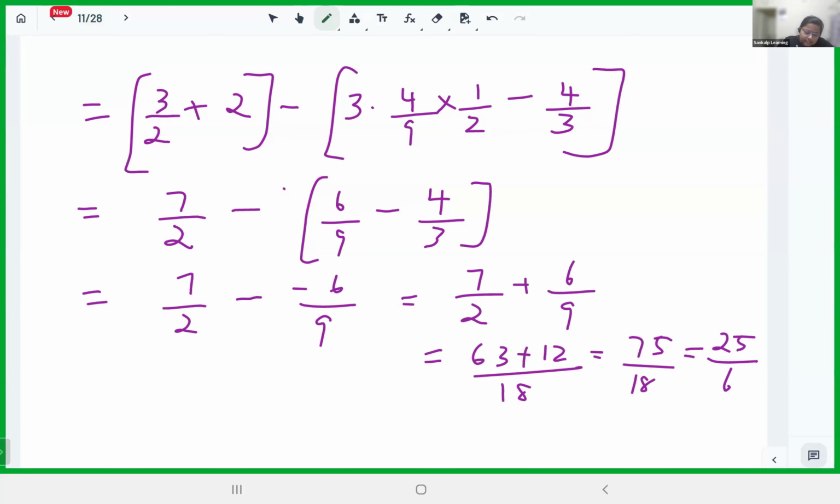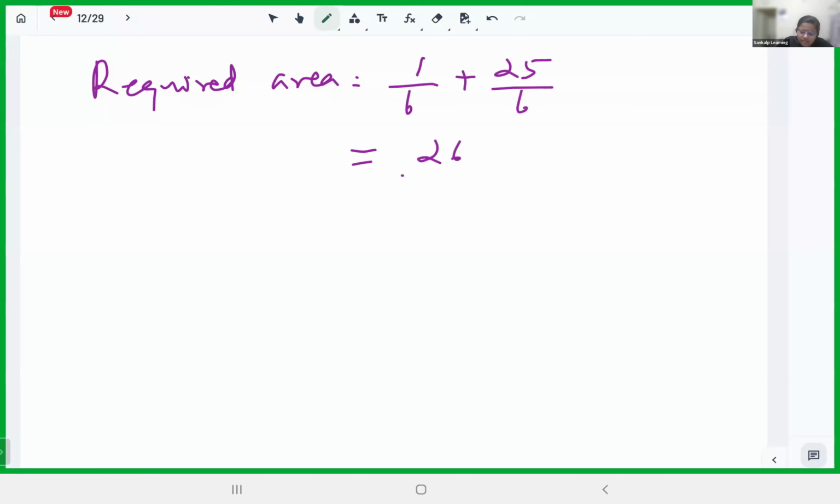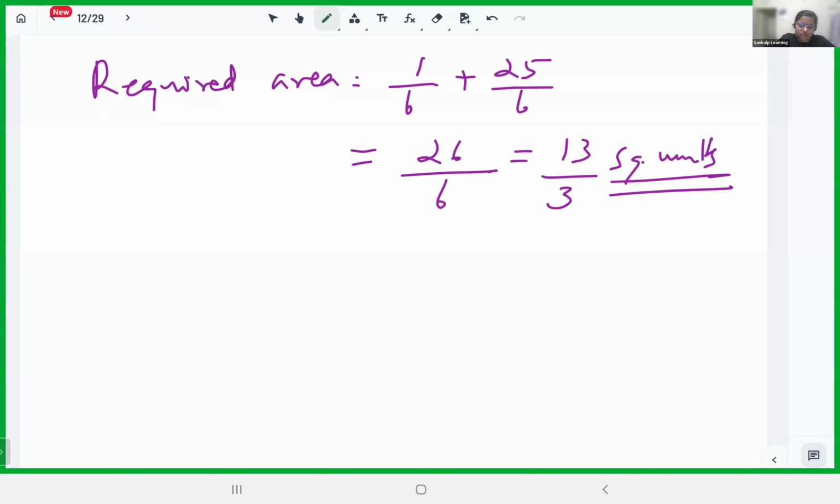So the required area is the sum of those two, right? Required area is equal to 1 by 6 plus 25 by 6. 1 by 6 plus 25 by 6 is 26 by 6, that is 13 by 3. 13 by 3 square units.